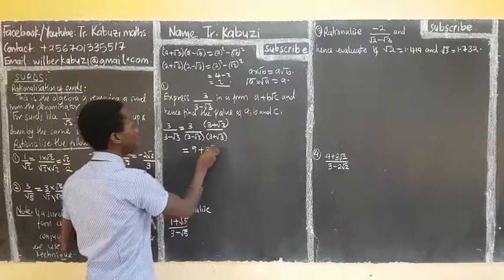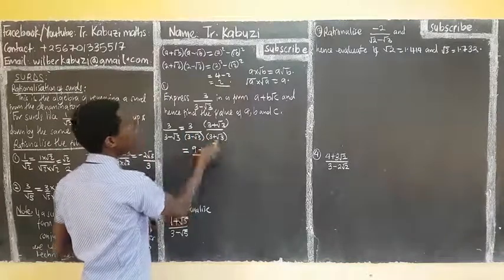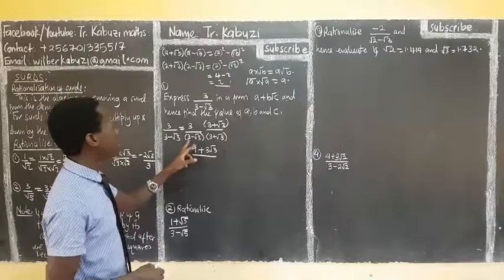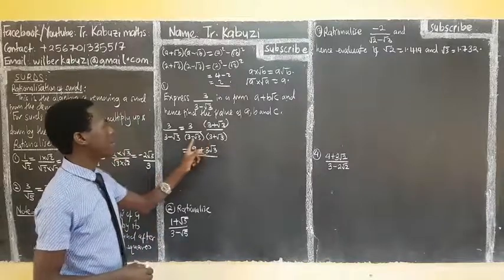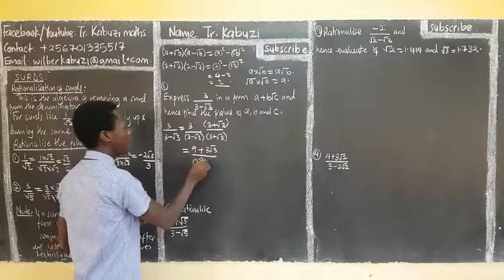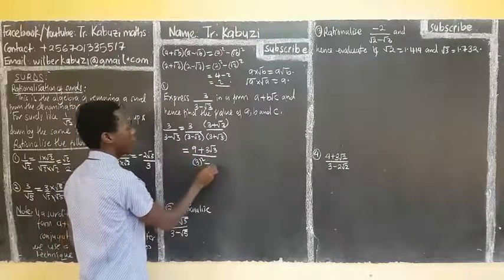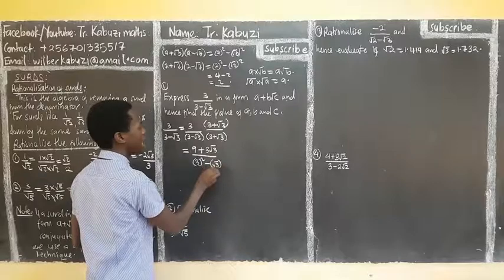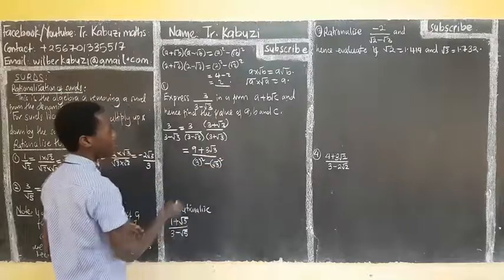We get 3 root 3. Then here you look at the difference of the squares. Same, the difference is the same. You get this bracket with the minus, you square the first term, then you maintain the negative, then you square the second term like that.